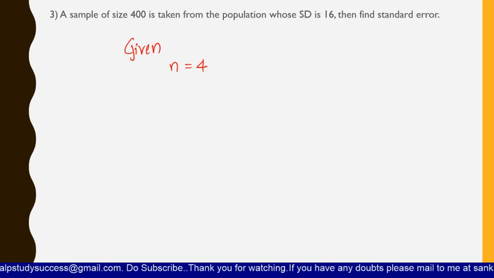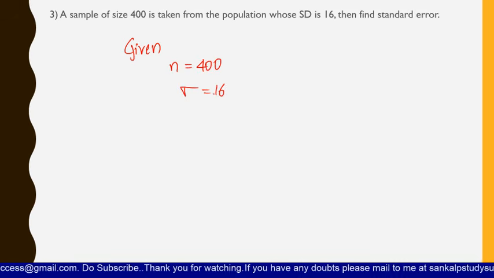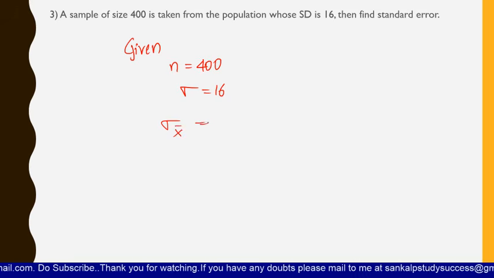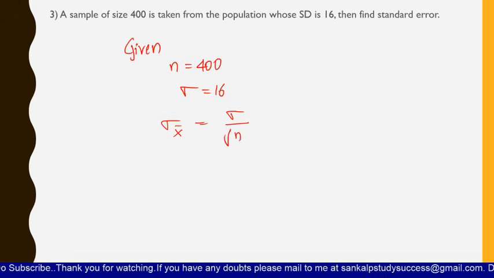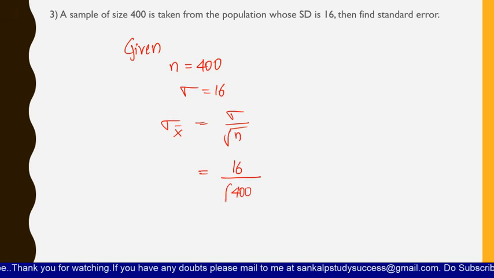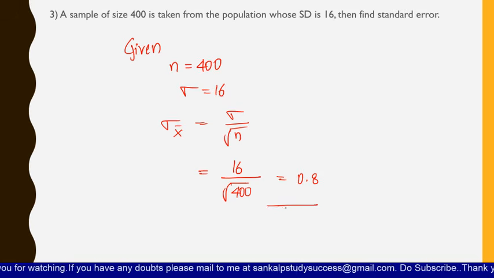Given n is equal to 400. And here the standard deviation, which is nothing but sigma, right? Sigma is equal to 16. Now you have to find out the standard error. Standard error is denoted by sigma x bar, which is nothing but sigma by root n. This is the formula. Sigma is 16 and root n is root 400. So if you simplify, you will get 0.8. This is the standard error. You will get this type of problem for a 1 mark question in the external exam. So you have to concentrate on these questions as well.